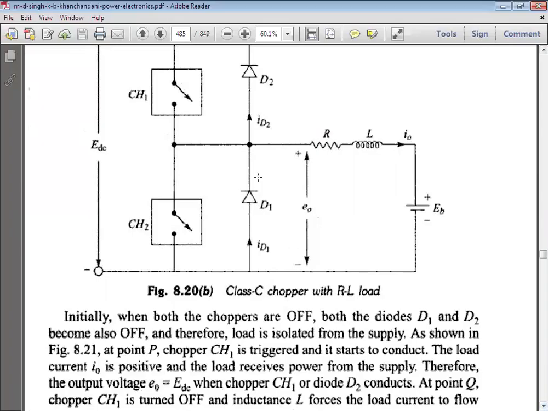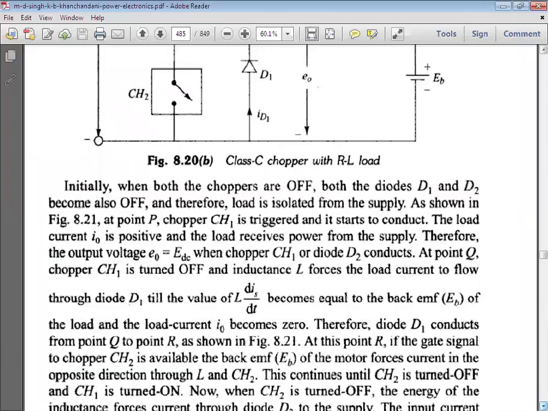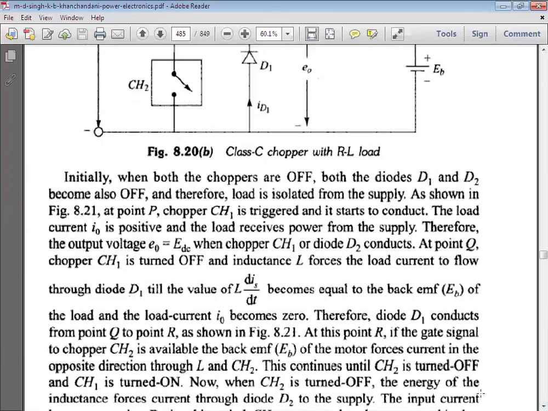Initially, when both the choppers are off, both the diodes D1 and D2 are also off, and therefore the load is isolated from the supply. At point P, chopper CH1 is triggered and it starts to conduct. The load current I naught is positive and the load receives power from the supply. Therefore, the output voltage E naught will become EDC. When chopper 1 or the diode D2 conducts, at that time chopper 1 and diode D2 conduct.